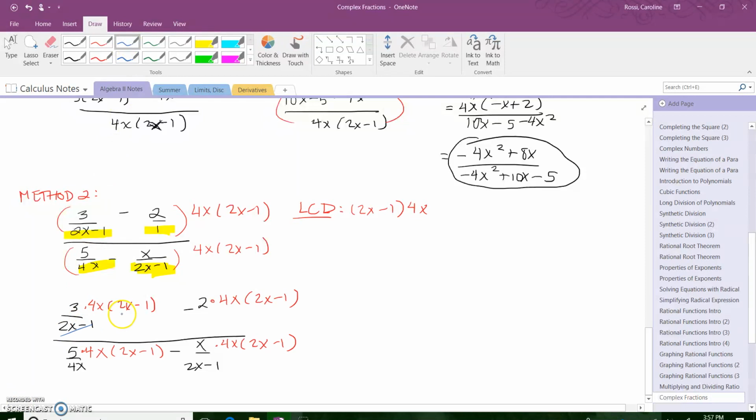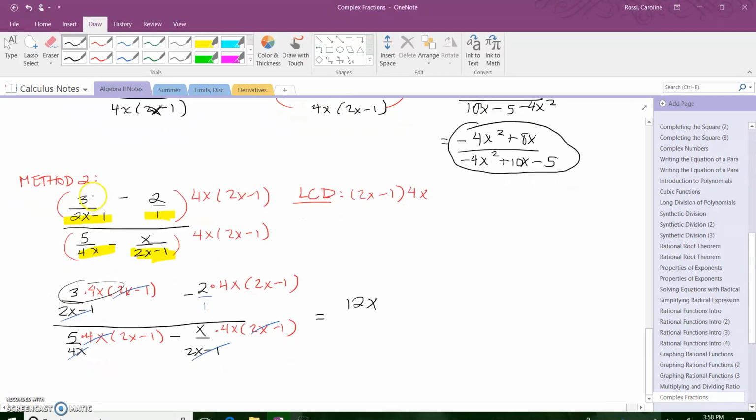So I have 2x minus 1 canceling. This was over 1, so there's nothing canceling there. 4x canceling, and 2x minus 1 canceling. All the denominators are gone, so let's see what's left in the numerator. I have 3 times 4x, well that's 12x. And an x the whole time. So just jump back real quick and put an x there. So that would be 3x times 4x, 12x squared.